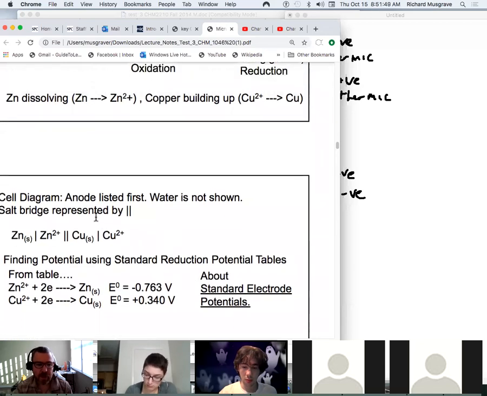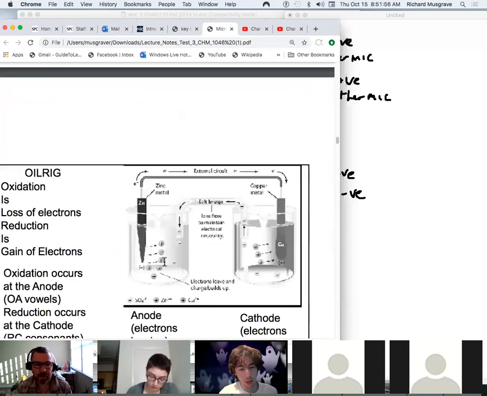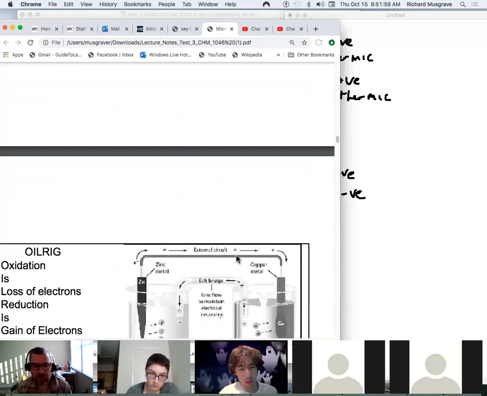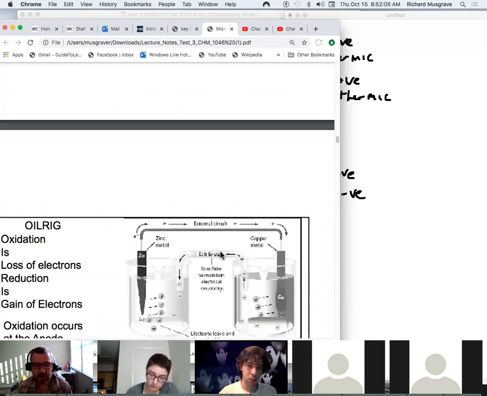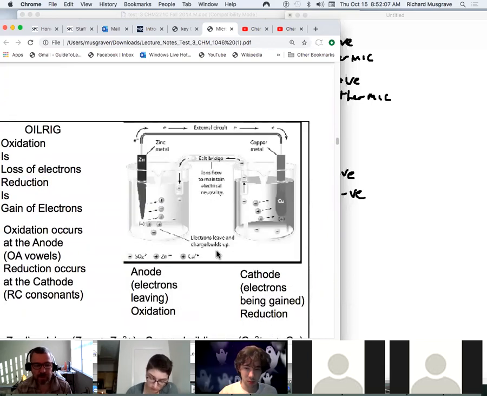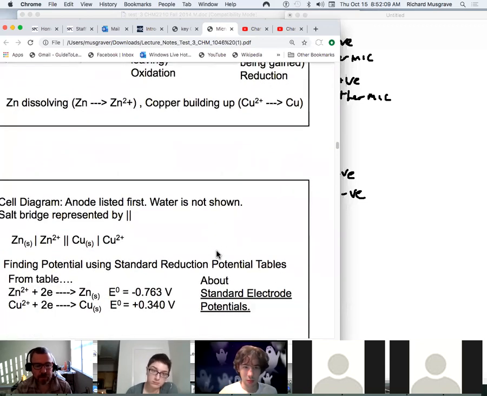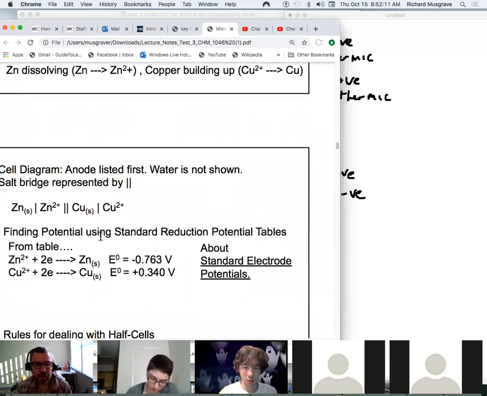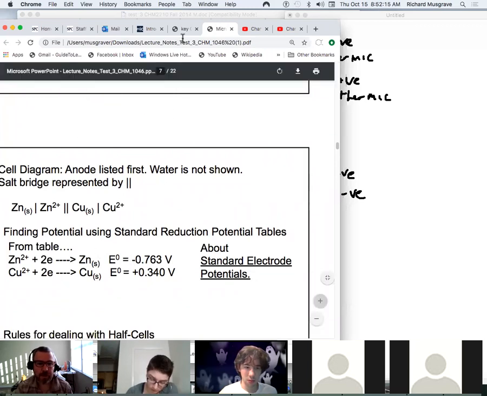So let's say we have our cell diagram here, and we're interested in how much voltage we're going to get out of this zinc copper cell that we're talking about. Remember, it's the electrons here that are doing the work, and we can put a device in here to run using these electrons. We need to know what kind of voltage we're going to get from this system. So here's what we do. We use what's called a standard reduction potential table.